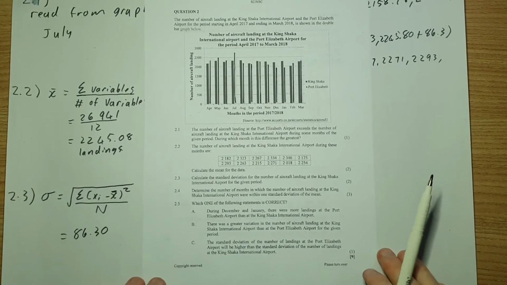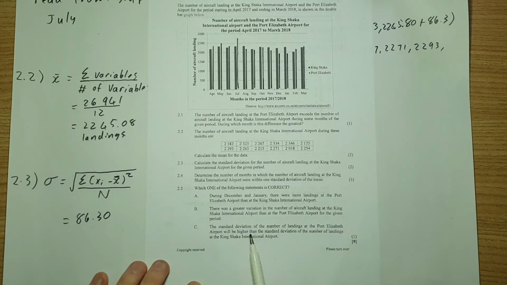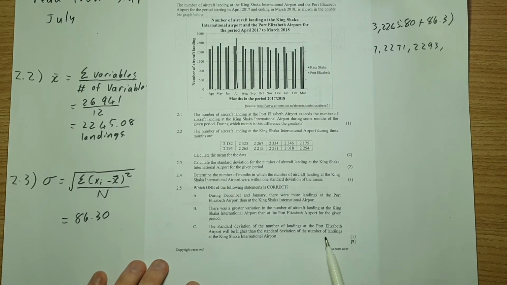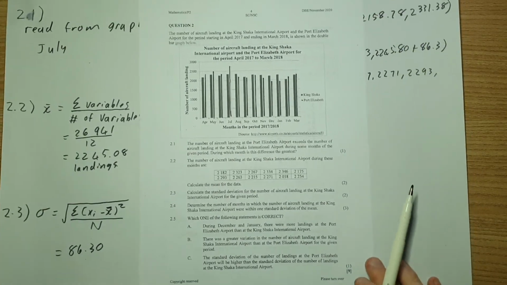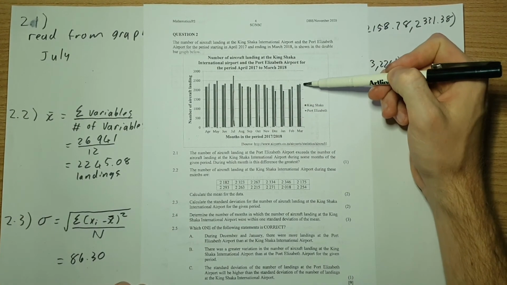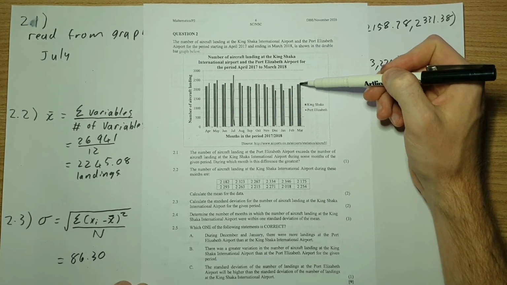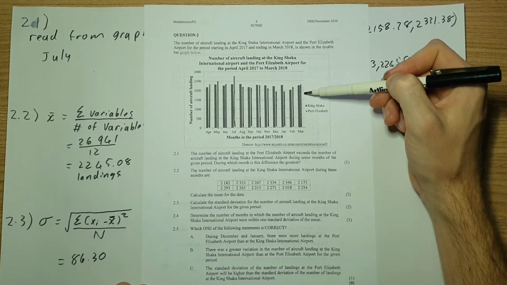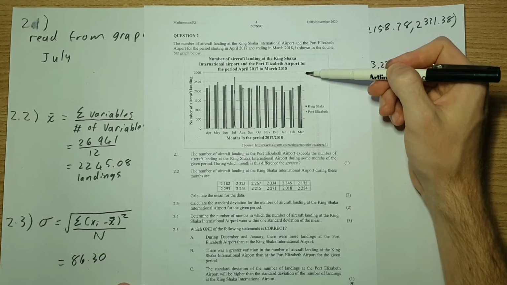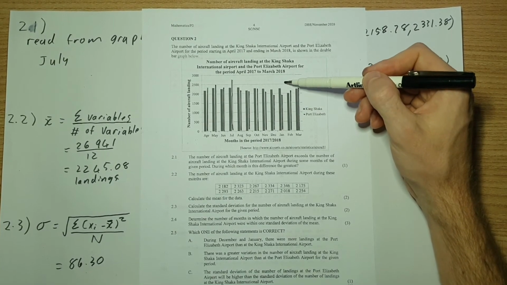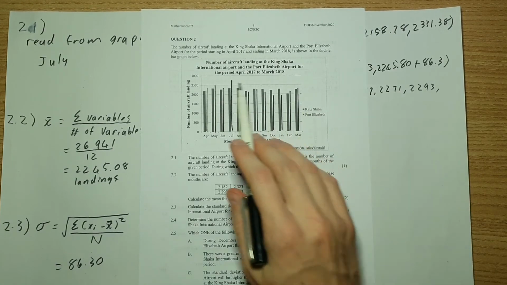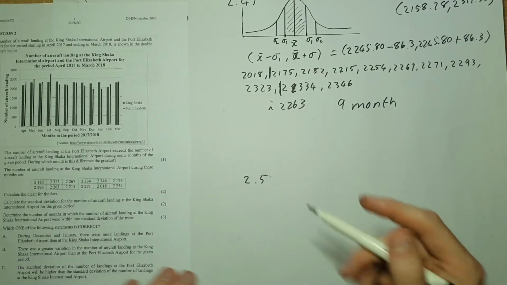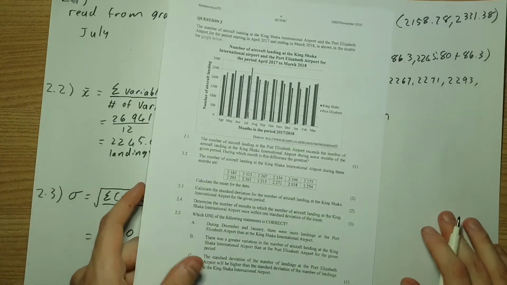The variance for King Shaka is not greater than the variance for PE. Now if we look at the last one, it says the standard deviation for the number of landings in Port Elizabeth Airport will be higher than the standard deviation of the number of landings in King Shaka. Yes, we can see that this is true. Why? Because once again, all the points for King Shaka are within this single band over here, whereas with Port Elizabeth we're sitting between this band and that band over there. So you can see the distances from their means will be a lot greater than for the King Shaka airport landings. So your answer here is C. And that's how we go about doing this question.